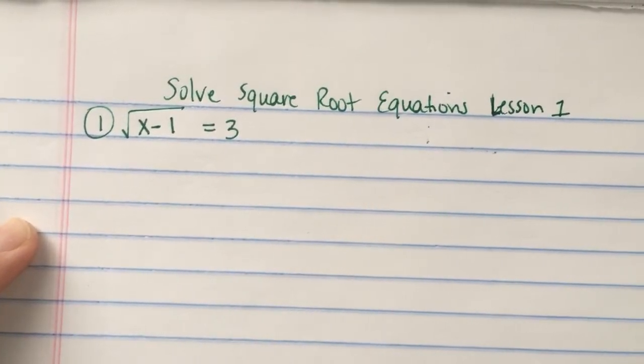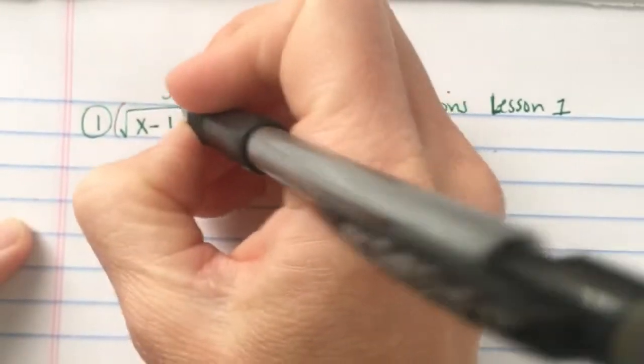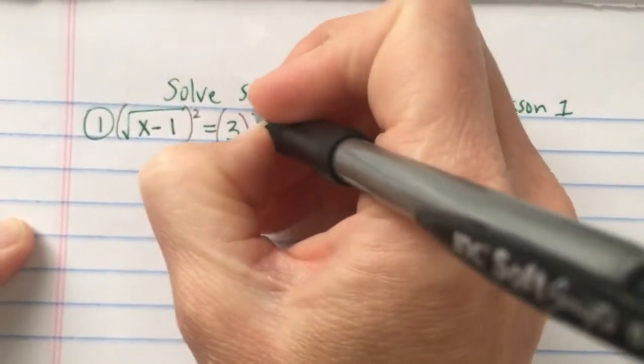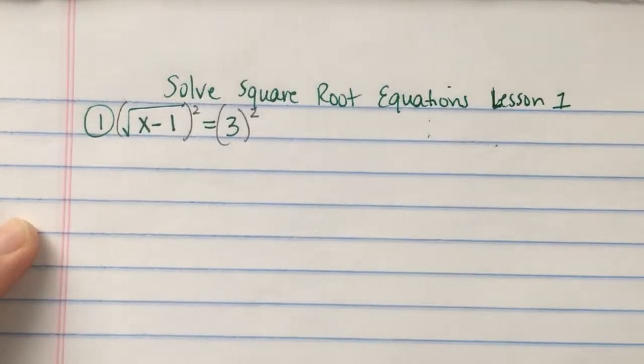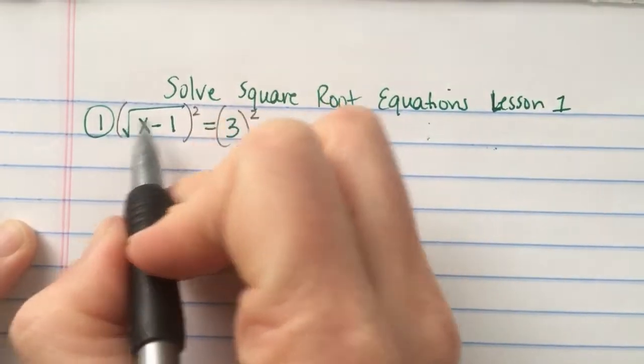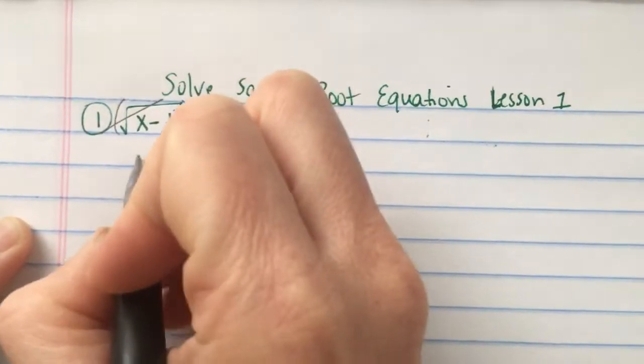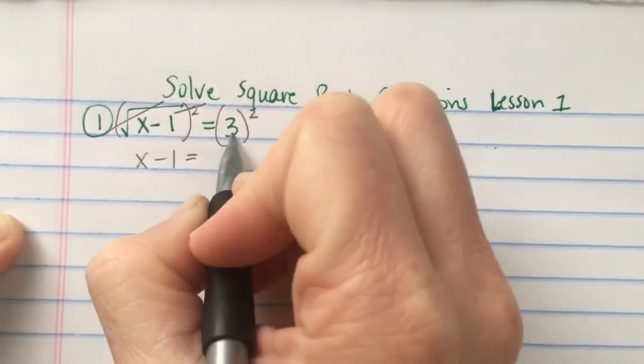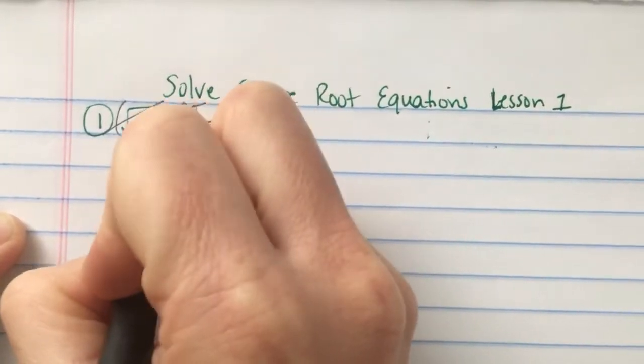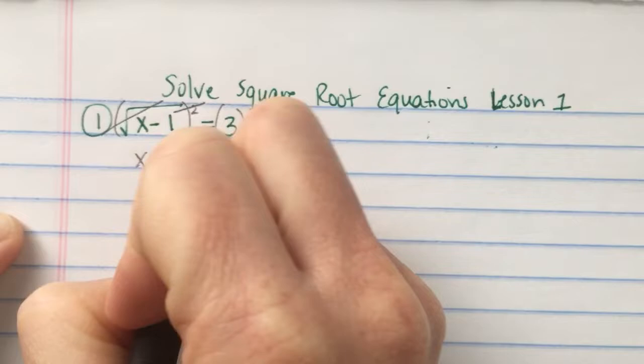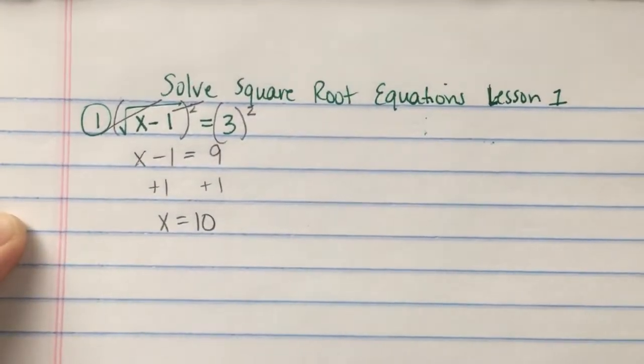Well, the opposite of taking a square root is to square. So I'm going to square both sides. Well, the whole point of squaring was so that the square root and the square would cancel. So I'm left with x minus 1. 3 squared is 9. Add 1 to both sides and x equals 10.